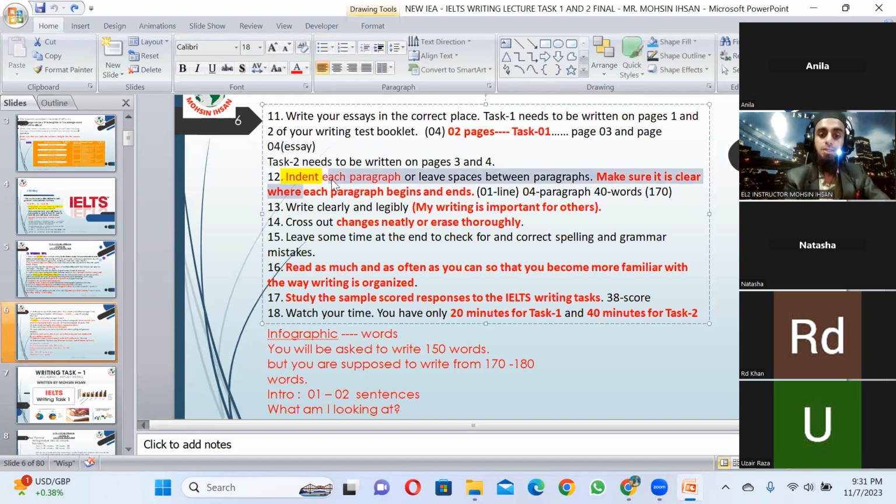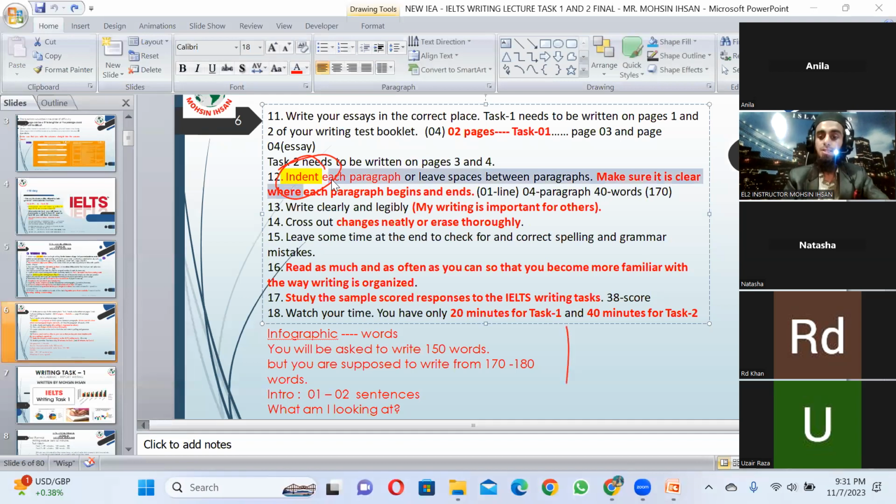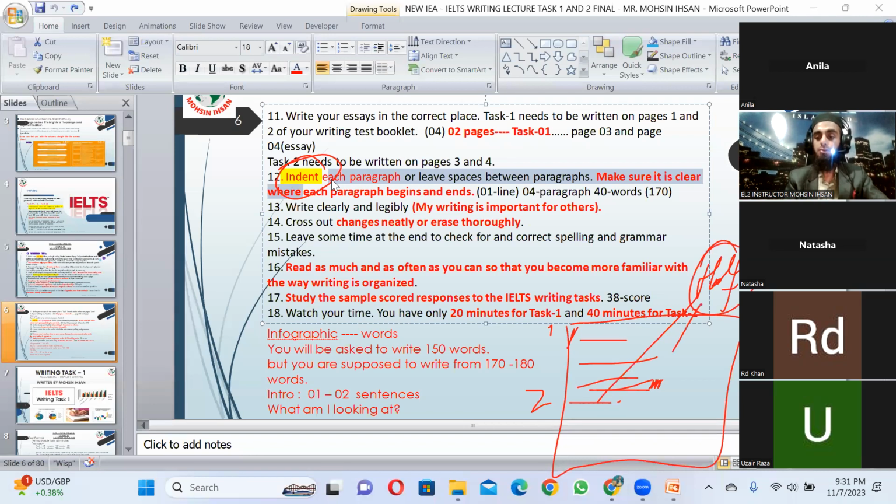Indent each paragraph means to leave half a line, like this is a piece of paper. You started here, you ended one of the paragraphs, and now you're starting the second paragraph. You must leave half a line here. After the half line, you should then start your second paragraph, right? This is indenting each paragraph. This is to show the examiner where I am starting new, where I am closing the previous, old paragraph. This must be clearly understandable and visible.